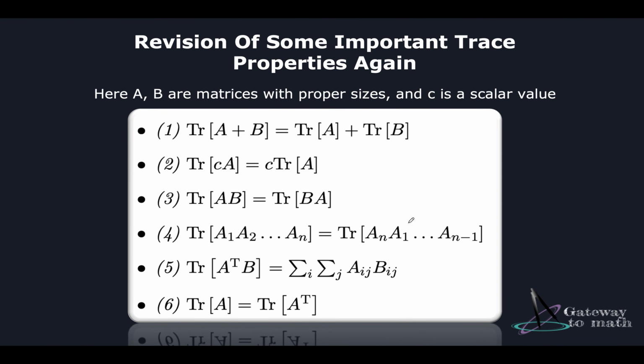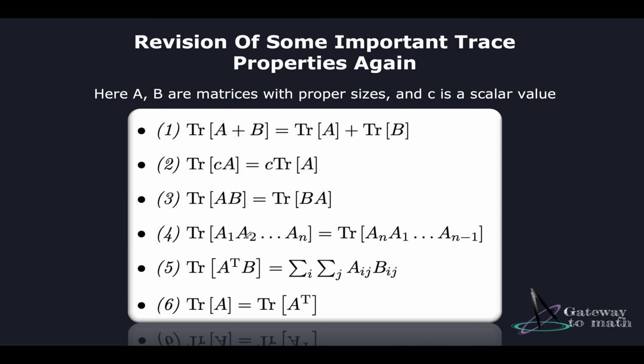So revision of some important trace properties again. We really need to remember them. They are very important. I've already discussed them in the previous session where we were discussing some important nomenclature, but since we'll be needing them again, I'm just doing a quick recap. So if A and B are matrices with proper sizes and C is some scalar value, trace of A plus B equals trace of A plus trace of B. Second point, trace of scalar C times A, you can take the scalar outside, so C times trace of A. Similarly, trace of AB equals trace of BA, it's commutative.